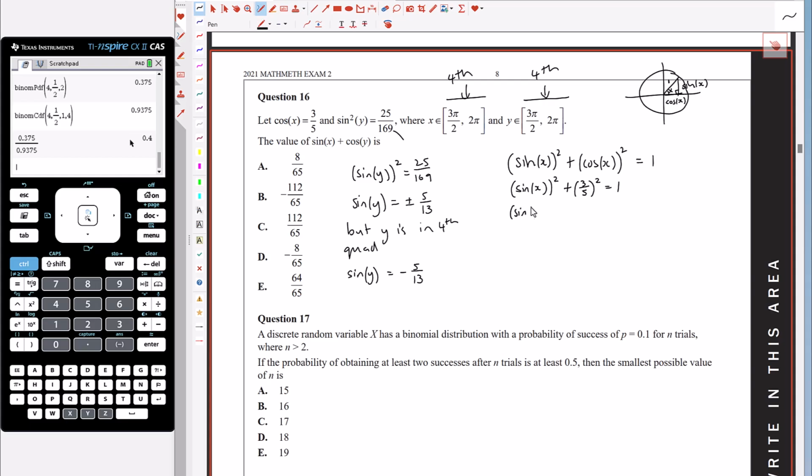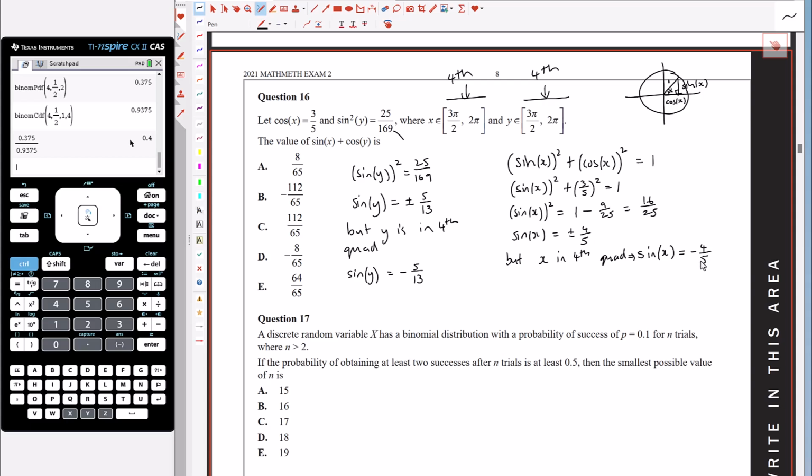So sine of x squared is 1 minus 3/5 squared. 3/5 squared is obviously 9 on 25, and so 1 minus that is 16 on 25. Therefore sine x is going to be the square root of that, so plus or minus 4 on 5. But again, we know x is in the fourth quadrant, and so that means that sine of x is negative, so negative 4/5.